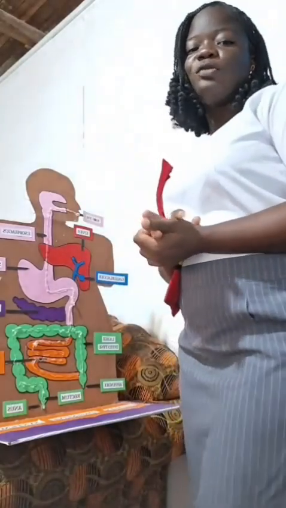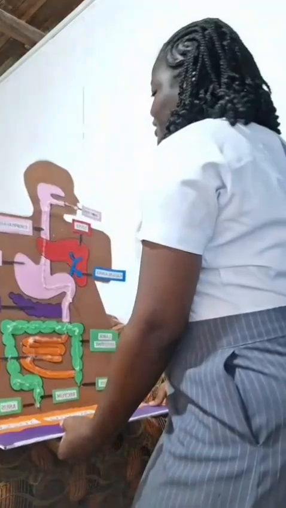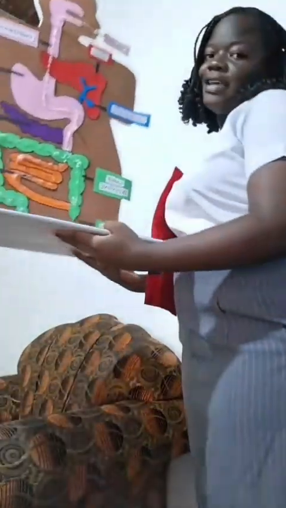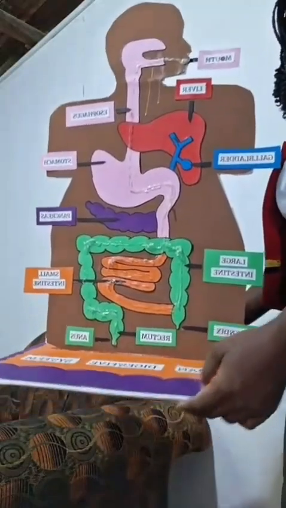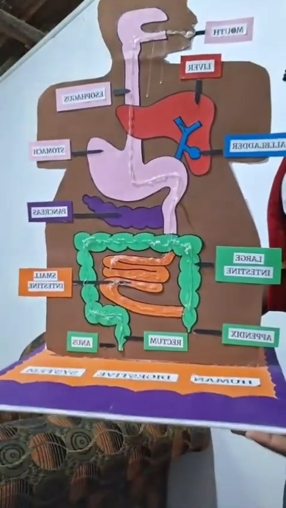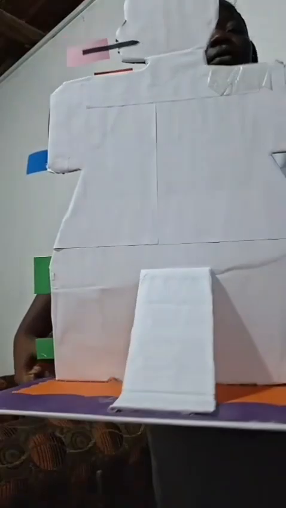Now we have moved over to the digestive system. So look at this digestive system, the model of this digestive system. Take a look at it. That's the front view. And this is the back view.